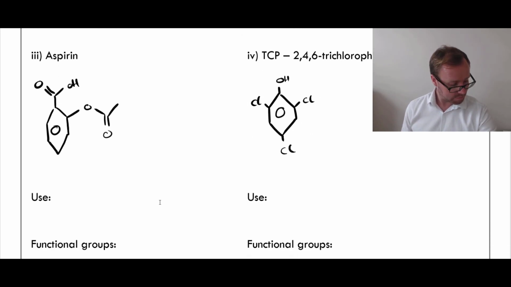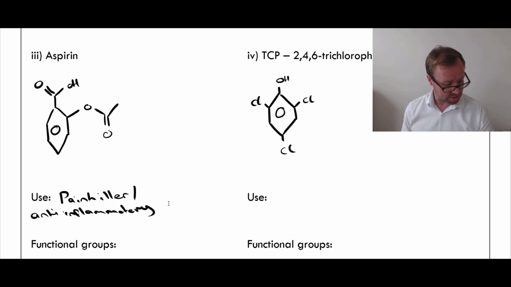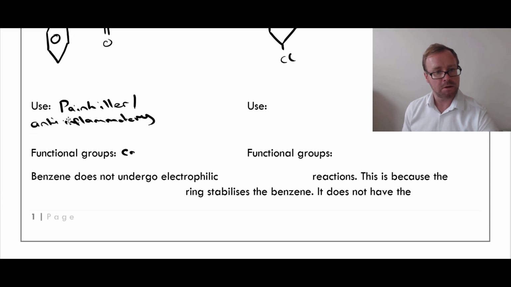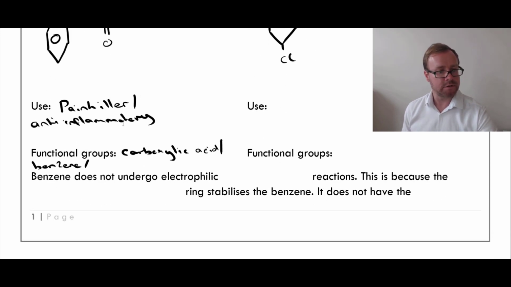Aspirin again is used as a painkiller and could be classed as an anti-inflammatory, so I'll write it down. Functional groups: we have a carboxylic acid group up here, which you should know. So carboxylic acid, benzene, and we have an ester link here. Again, if you're unsure what esters are, have a look at the ester video.